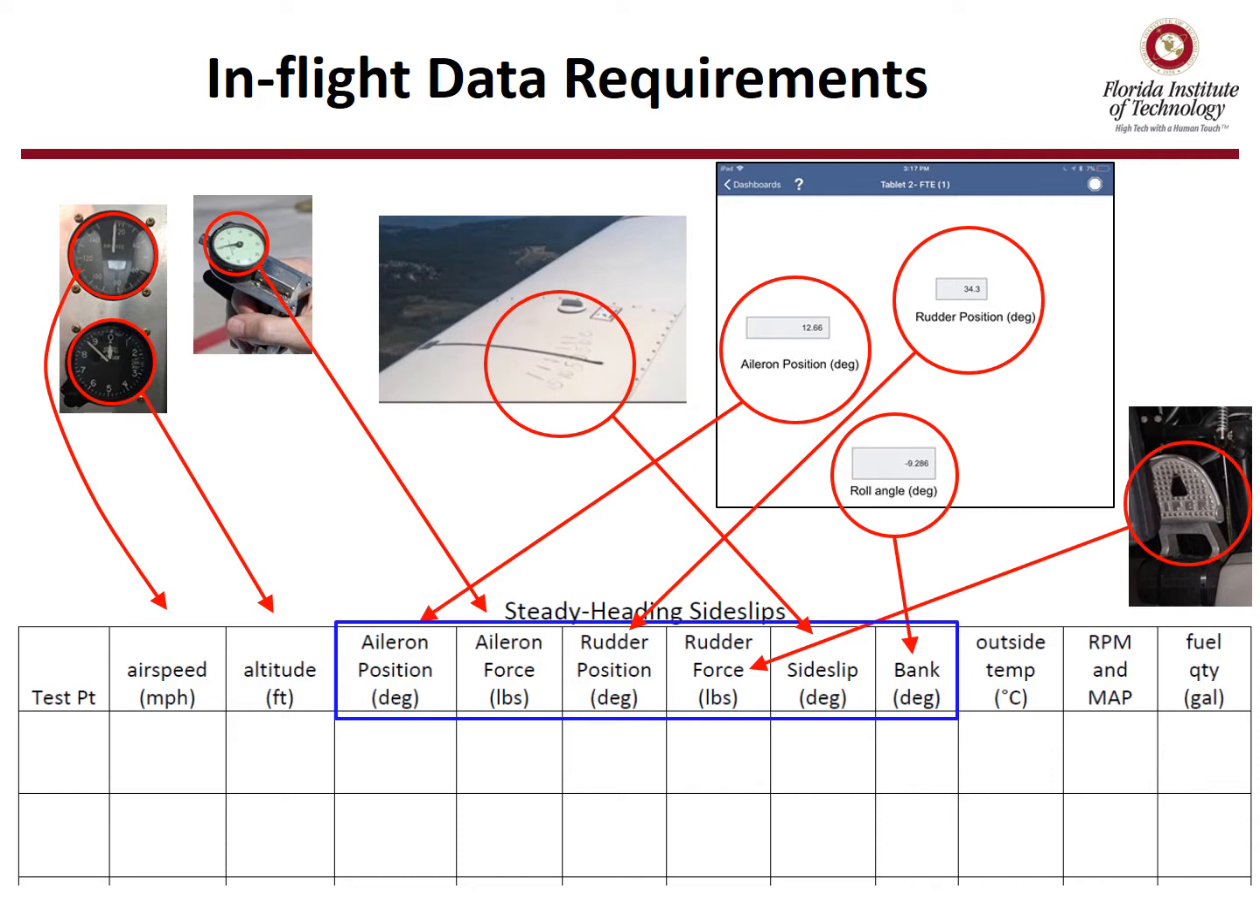Aileron position, rudder position, and bank angle will come from your tablet, although you can get bank angle from the pilot's gauge as well. Side slip will come from the yarn that's taped on the wing and the degree markings shown with a grease pencil.